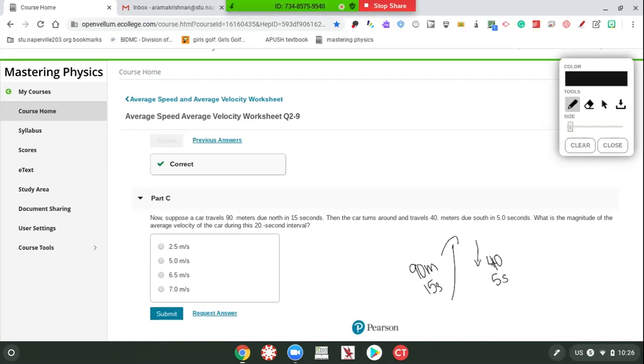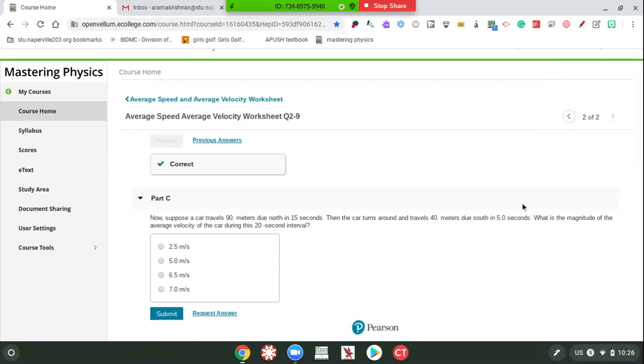Yeah. So average velocity is the displacement by time. Yes, the displacement is 50, and the time is 20. Yeah. It'd be this, right? Yeah.